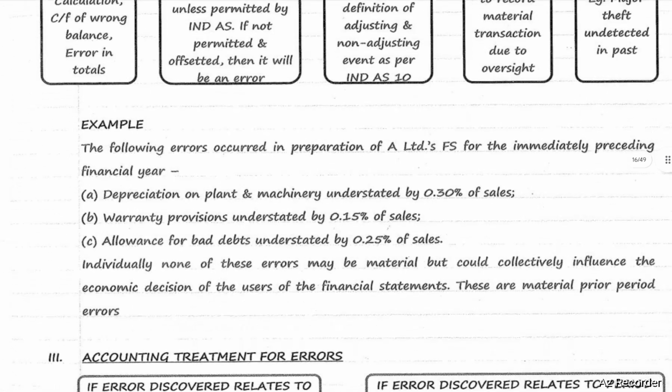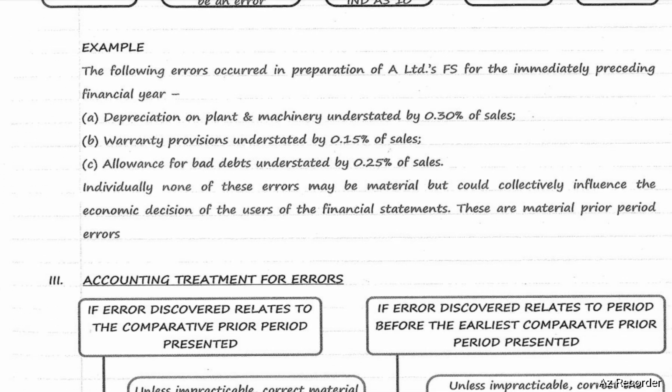The following errors occurred in the preparation of A Limited's financial statements for the immediately preceding financial year. Depreciation on plant and machinery understated by 0.30% of the sales. Warranty provisions understated by 0.15% of the sales. Allowance for bad debts understated by 0.25% of the sales. Individually, none of these errors may be material, but they could collectively influence the economic decisions of the users of the financial statements. These are material prior period errors.